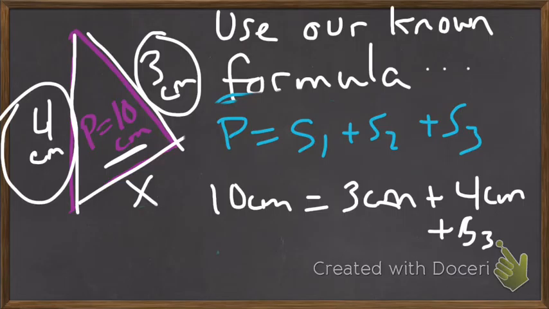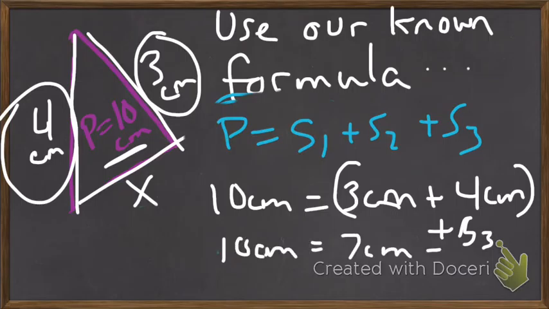So in this case, we can do this mathematical equation. We can add these two up, so we'll have 10 centimeters, which is our perimeter, is equal to 7 centimeters plus side 3. And now we can rearrange. Side 3 is equal to 10 minus 7, which equals 3 centimeters.